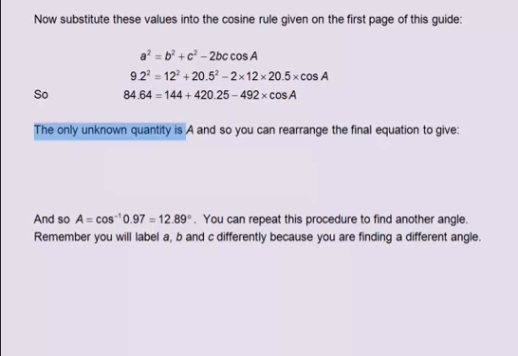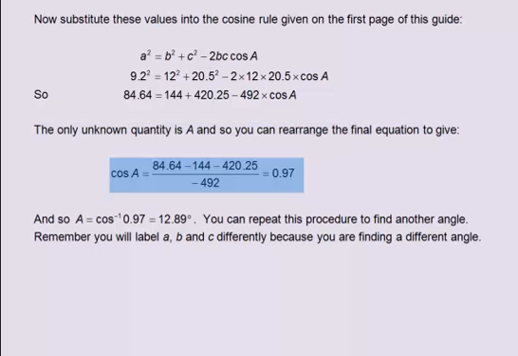The only unknown quantity is uppercase A, and so you can rearrange the final equation to give the cosine of uppercase A equals 84.64 minus 144 minus 420.25 all divided by minus 492, and this equals 0.97. And so uppercase A equals the inverse cosine of 0.97, which equals 12.89 degrees.